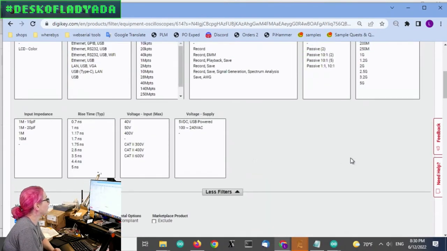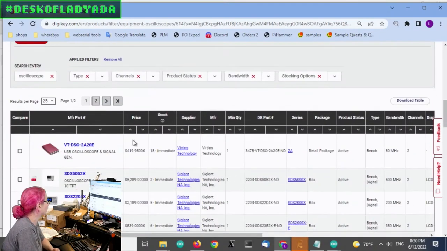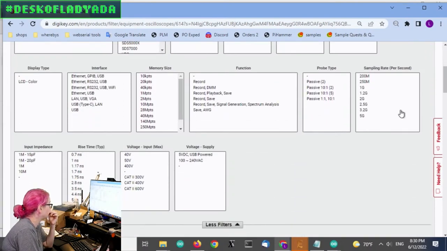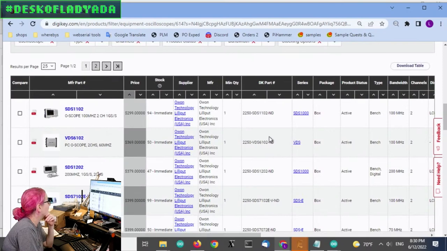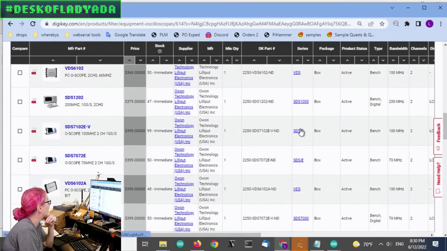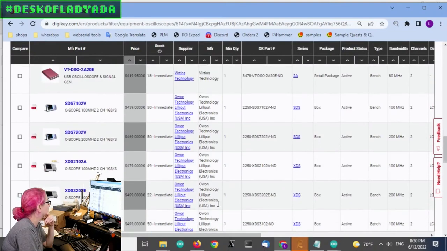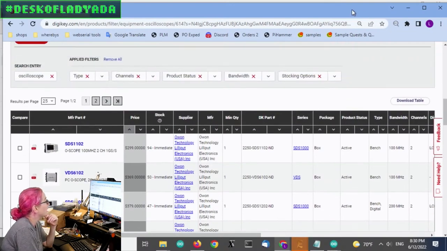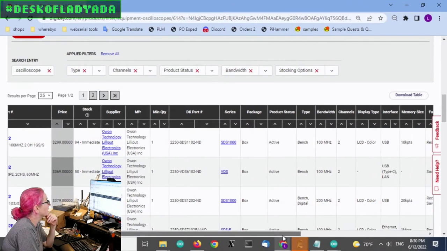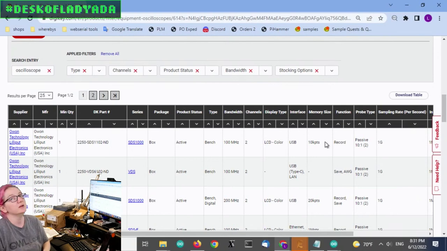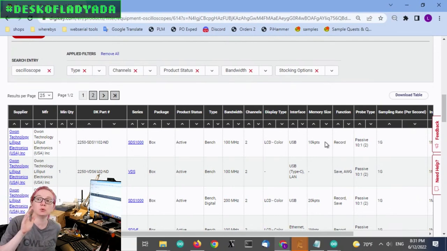You can't search by price, but you can sort by price. Since we have a budget of about $500, I did that, and there are a couple good options. There are quite a few right under the $500 range. Here's another thing in addition to bandwidth: memory size. If you're zooming in or you want to scan through a waveform, memory size is going to come up.